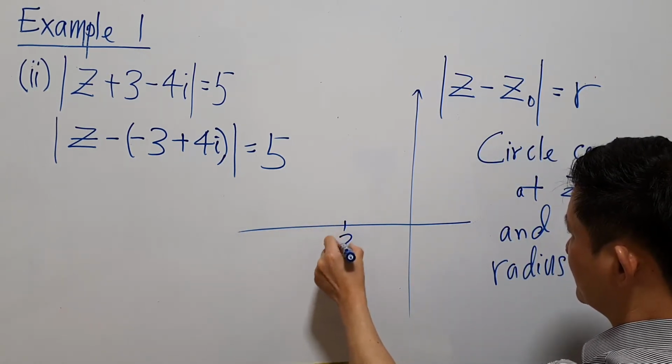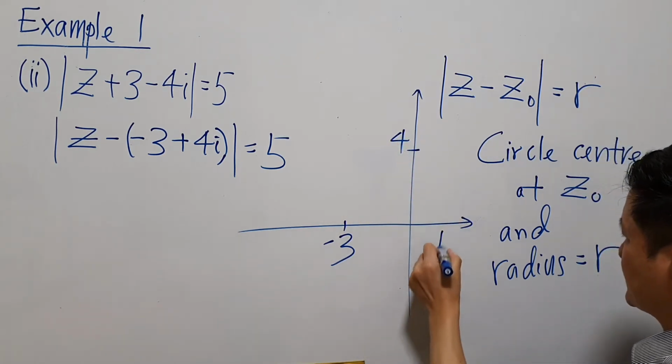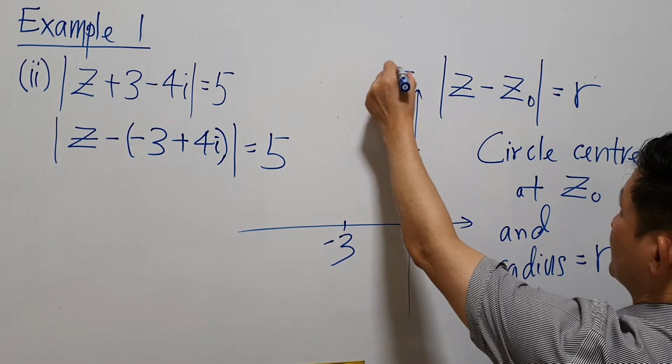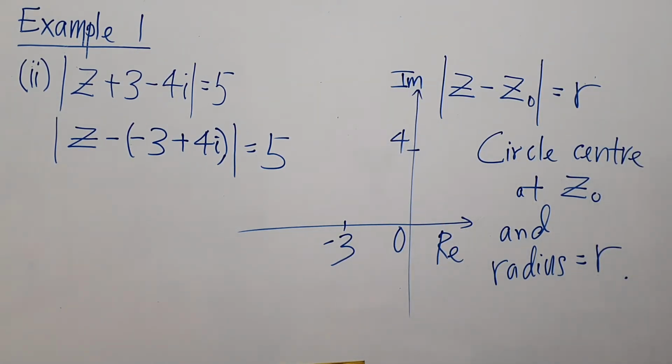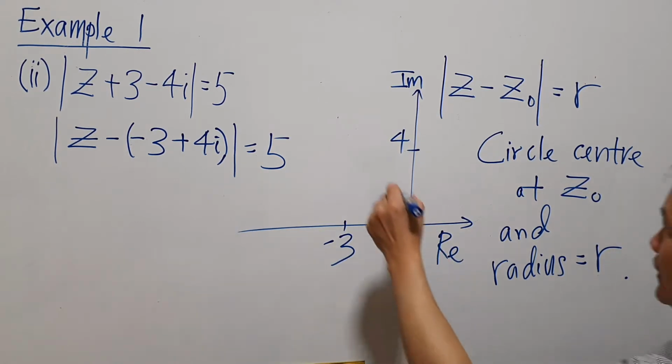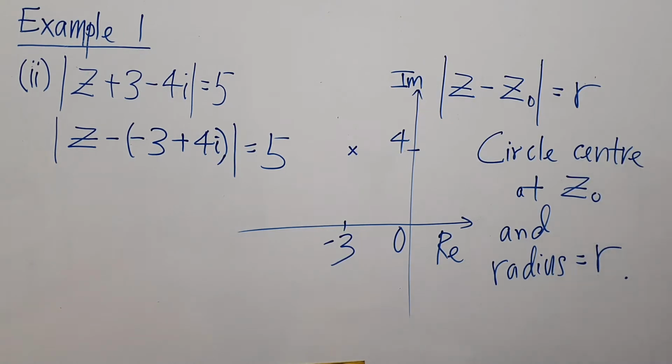-3 and 4. This is the real axis, and this is the imaginary axis. This is 0, the center, the so-called origin. So the center of the circle is here. -3 plus 4i is here.